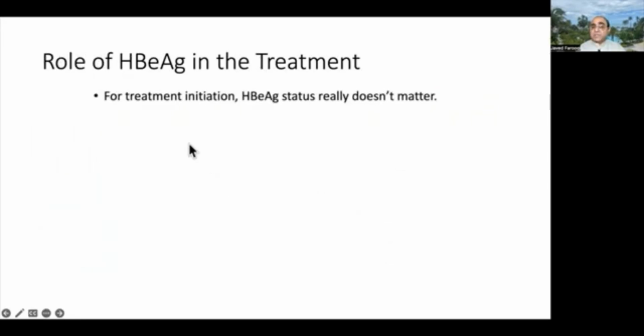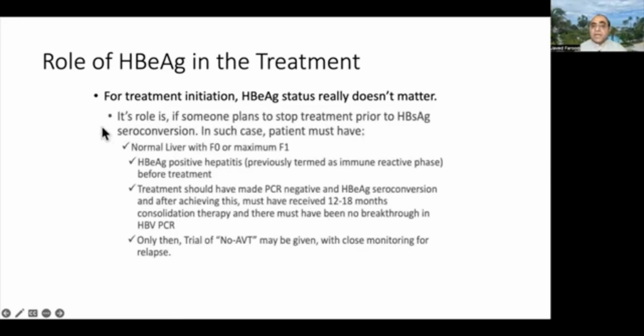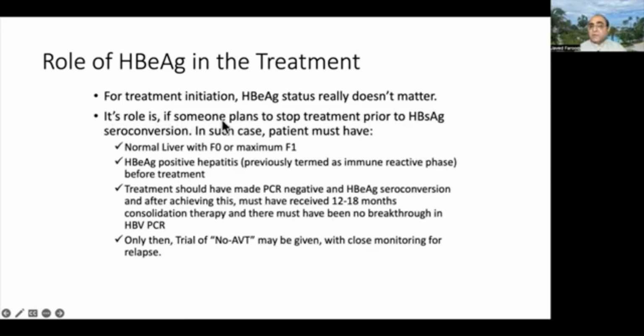The role of HBe antigen in the treatment of chronic hepatitis B. For treatment initiation, HBe antigen status really doesn't matter. This is important. Its role is if someone plans to stop treatment prior to HBs antigen seroconversion. In such cases, patients must have a normal liver with F0 or maximum F1.